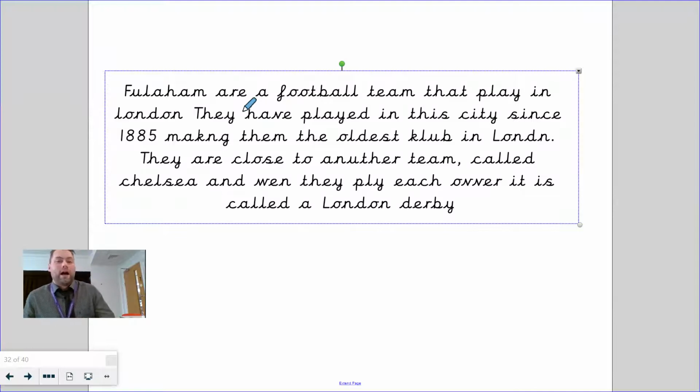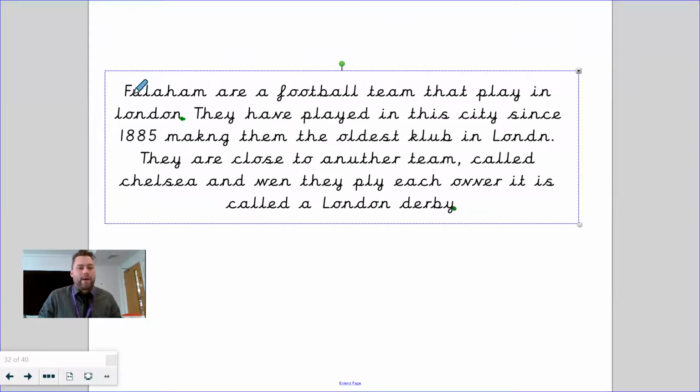So Fulham are a football team that play in London. Okay, so punctuation first. There is no full stop here, so I need to put in a full stop. So in it goes. They have played in this city since 1885, making them the oldest club in London. They are close to another team called Chelsea, and when they play each other, it is called a London derby. I haven't got a full stop at the end there, so I'm going to put a full stop there.